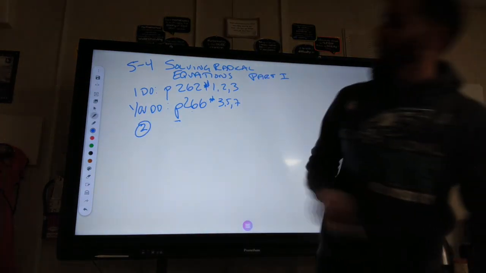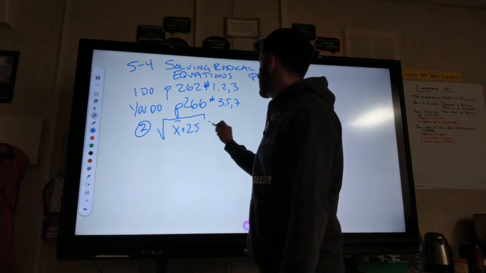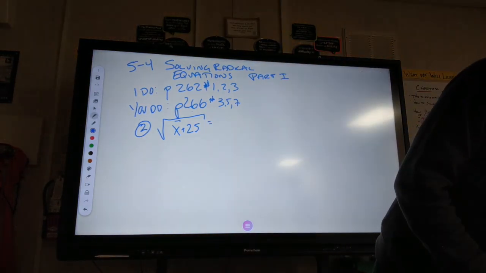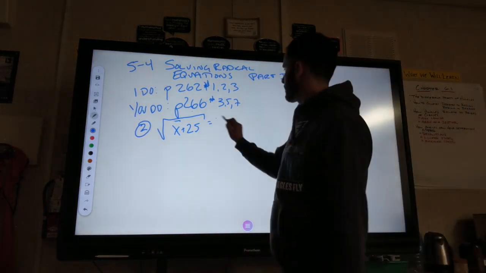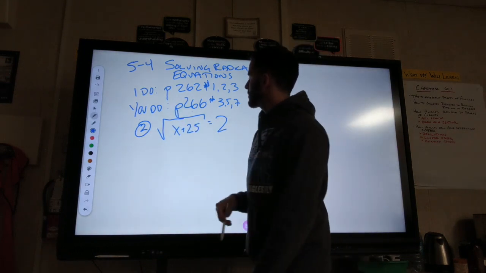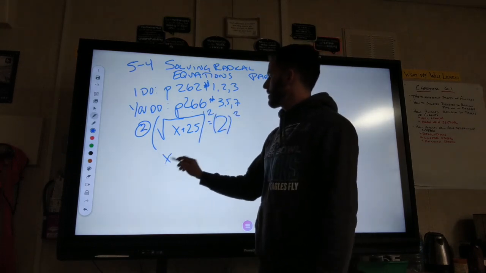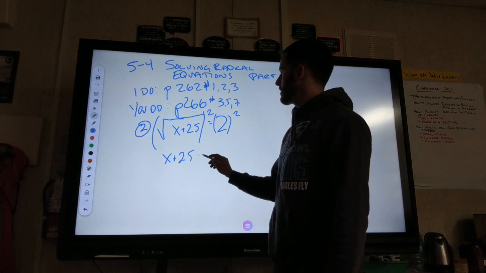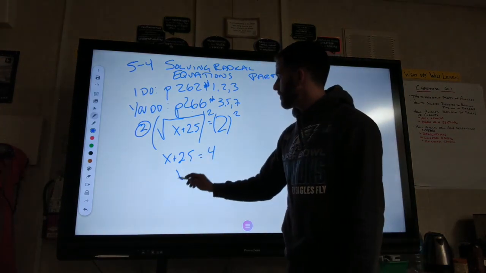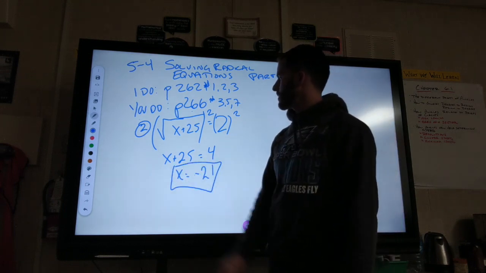Number 2, the square root of x plus 25 equals 2. All right, all of this is underneath the radical. So I got to square both sides to get the x out of there. 2 squared is 4. And since it's now just x plus 25, I can take away 25 from both sides, and x equals negative 21.